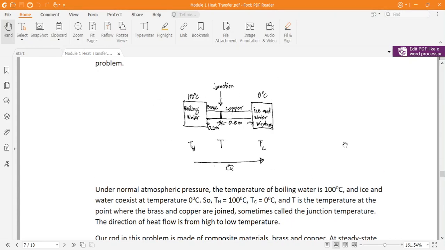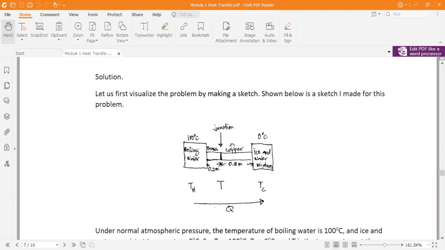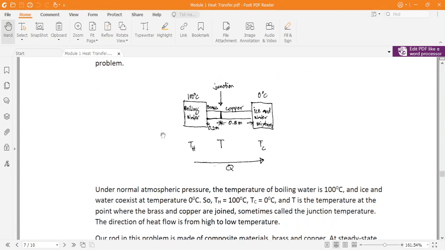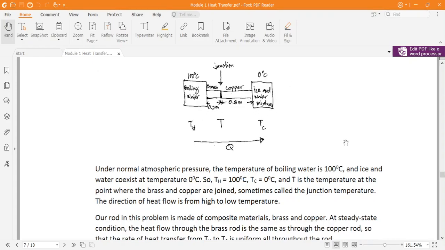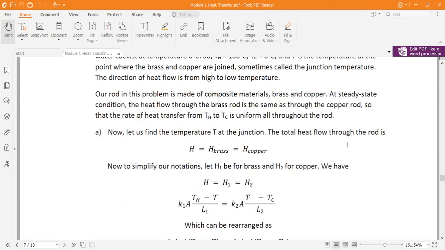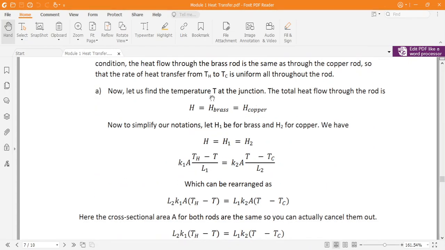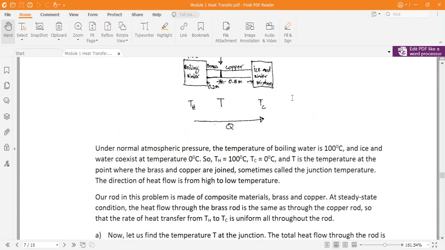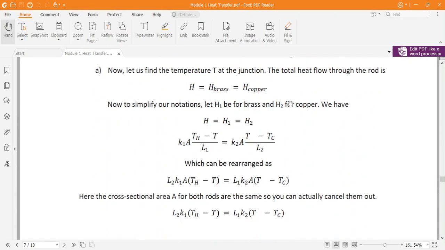Okay? Now, number 2 has a composite rod. So it is not the same rod throughout. They are different: there is brass and copper. What you should remember with these kinds of problems is that we have a region of higher temperature and a region of lower temperature, so the direction of heat is from high to low. Look at this equation. Remember that our heat transfer depends on the temperature of the higher region and the temperature of the lower region.